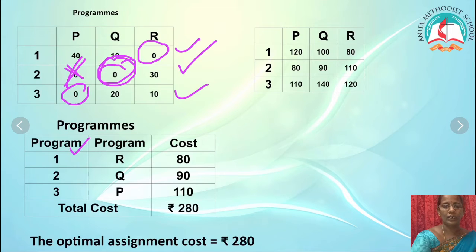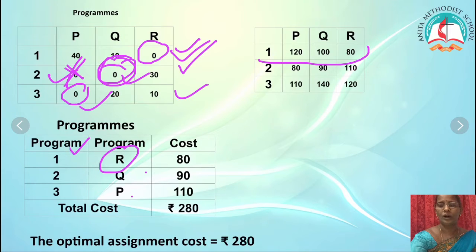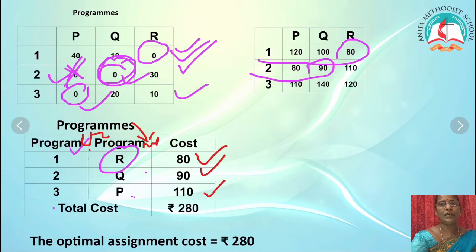The first programmer does program R, the second programmer does program Q, and the third programmer will do program P. And what is the cost? For the first, R will be 80. For the second, Q will be 90. For the third, this one will be 110. This is the programmer and this is the program. If I write the corresponding costs, 80, 90, 110, the total is 280. Clear, all of you, children? If you add all three numbers, you will get 280.